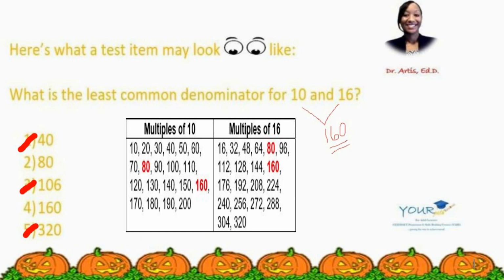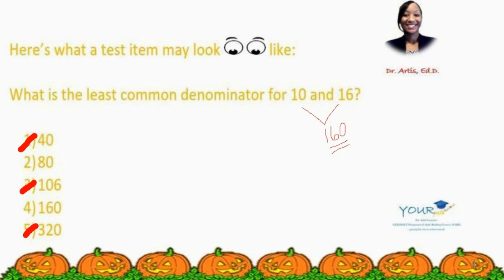Now, a quicker way to find the least common denominator for 10 and 16 is to find a number that will go into both 10 and 16. So we can choose the number 2, which is the lowest number, and we know that 2 will go into both 10 and 16. So now 2 will go into 10 5 times, and 2 will go into 16 8 times.